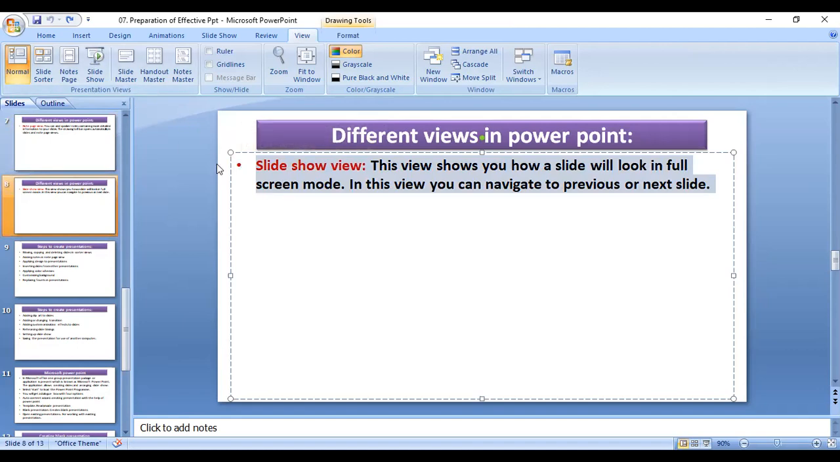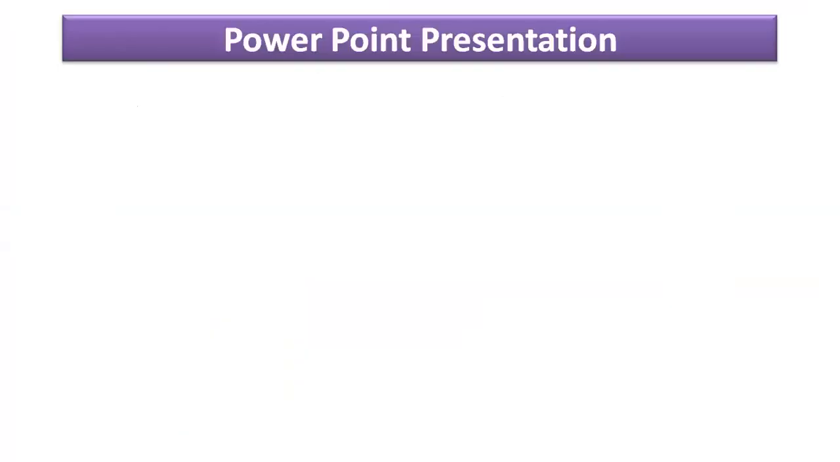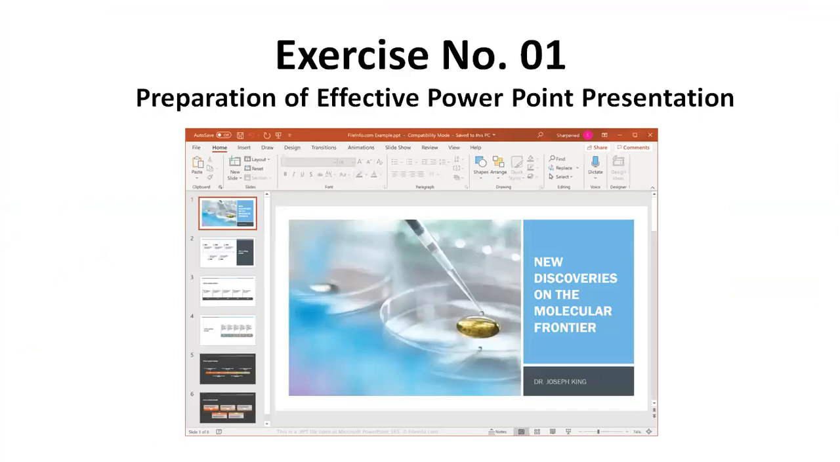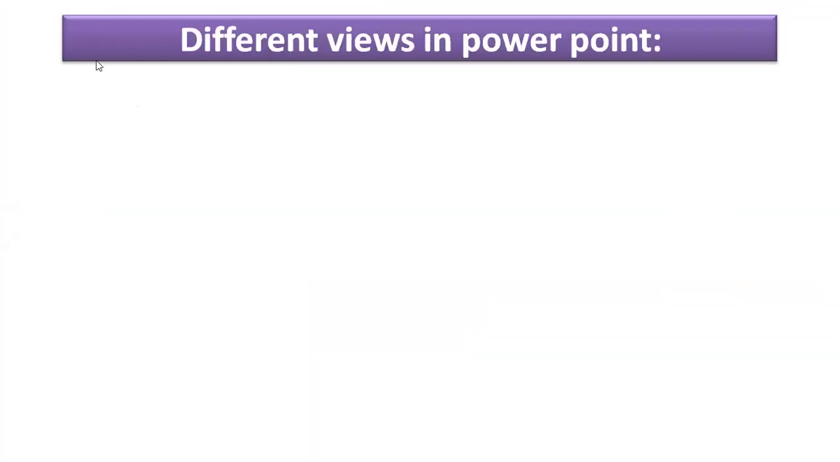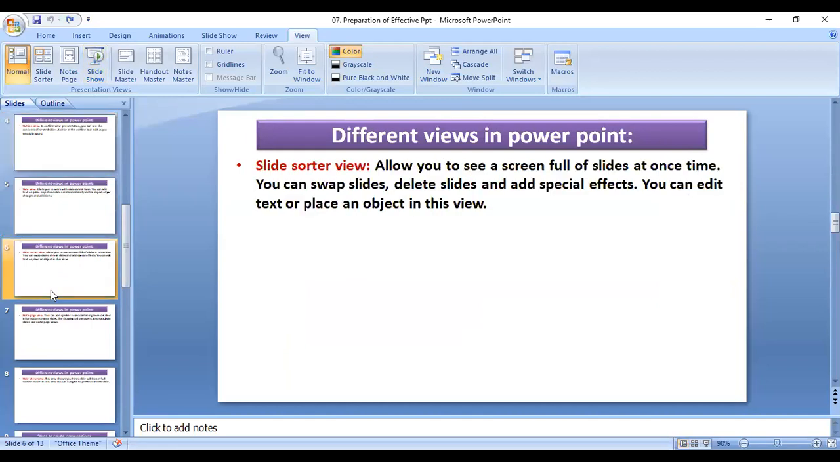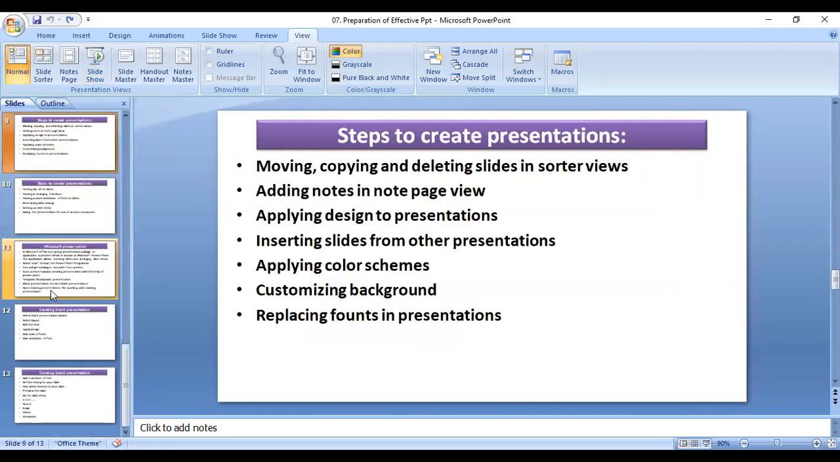Now slide show view. This view shows you how a slide will look in full screen mode. In this view, you can navigate to the previous and next slide. So here is the slide show view if you click. So you can navigate that. You can go to the next slide, you can go to the previous slide. Okay, so that is the slide show view. So these are the different views in a PowerPoint.